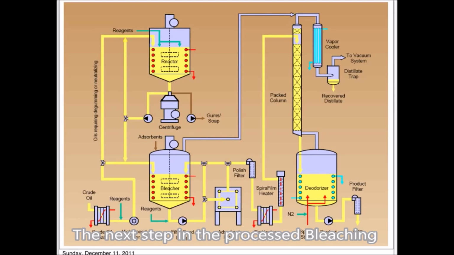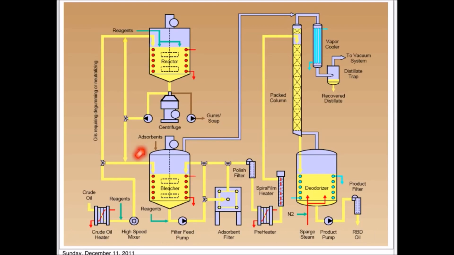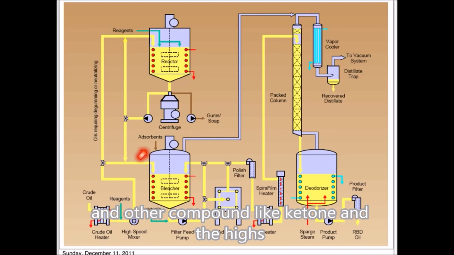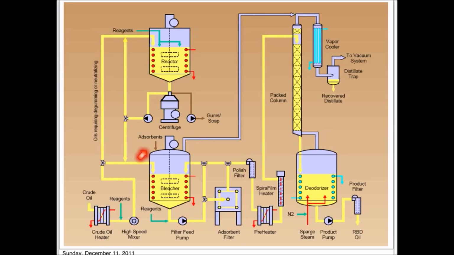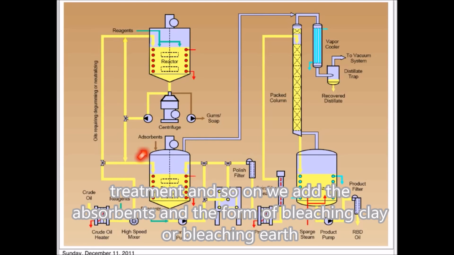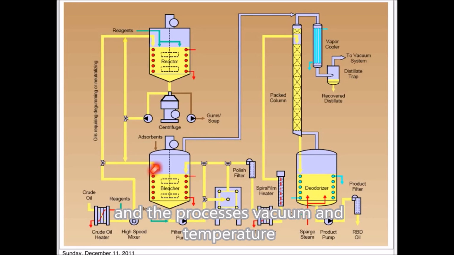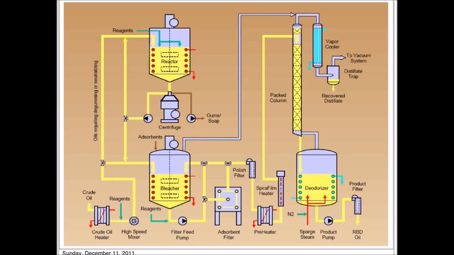The next step in the process is bleaching. The function of bleaching is to remove the coloring compounds and other compounds like ketones, aldehydes, trace metals, and so on. So we add the adsorbent in the form of bleaching clay or bleaching earth, and the process is done under vacuum and elevated temperature to reduce the color of the crude oil.